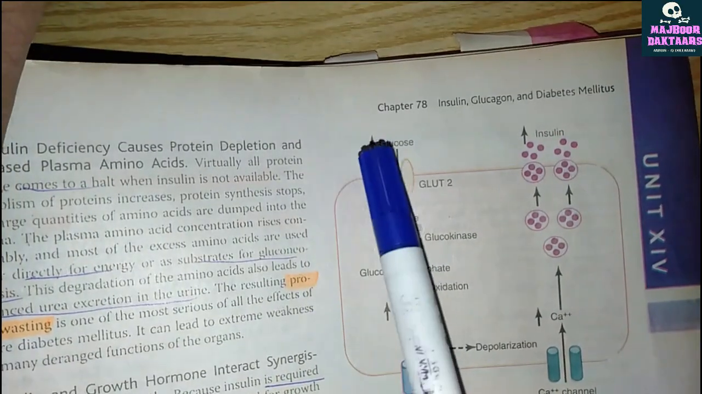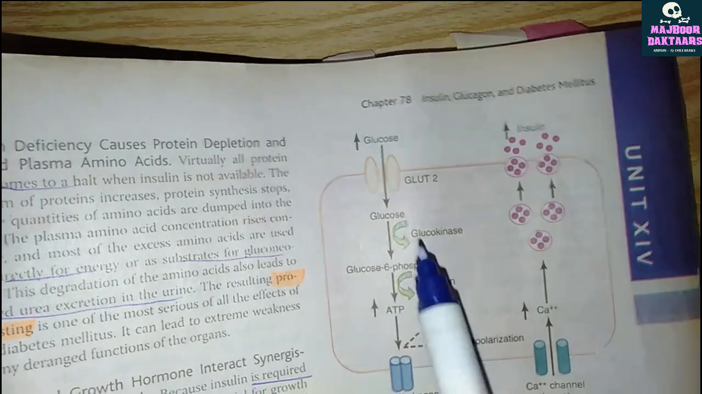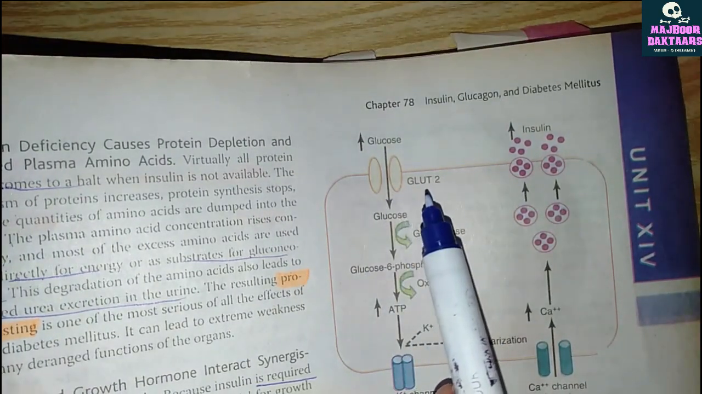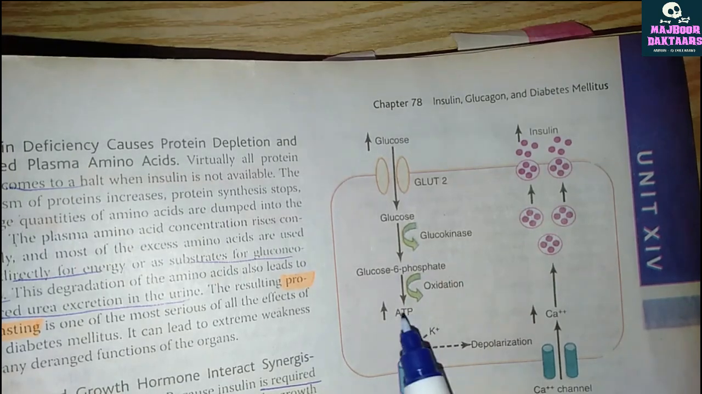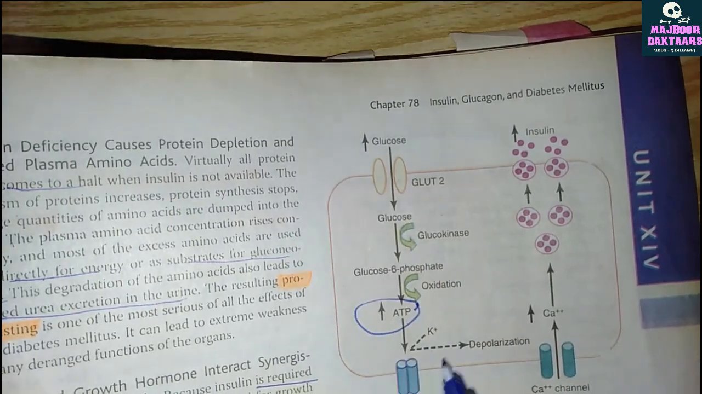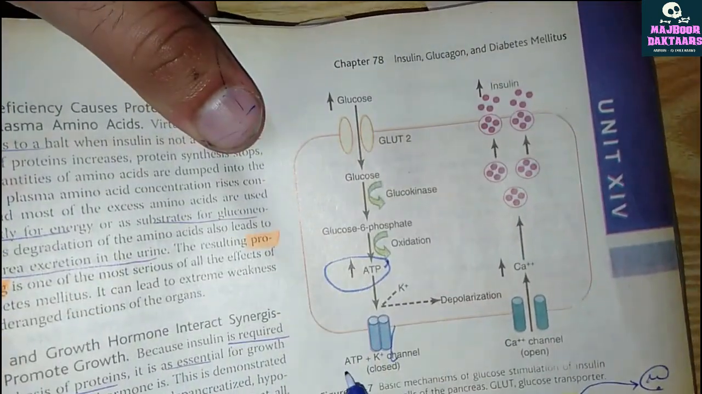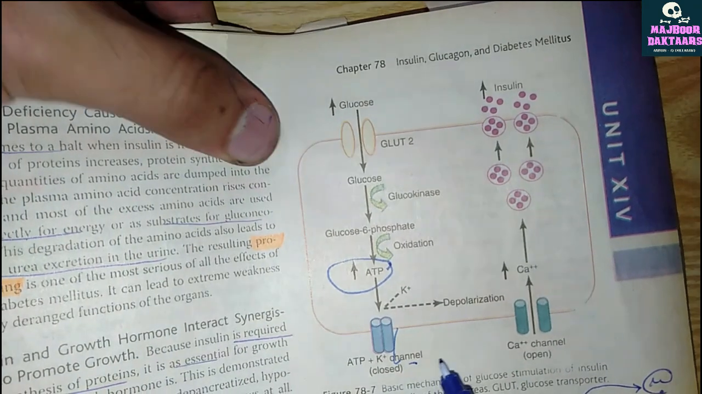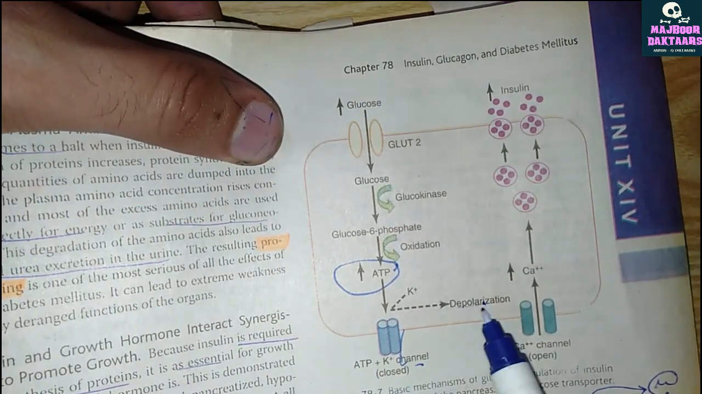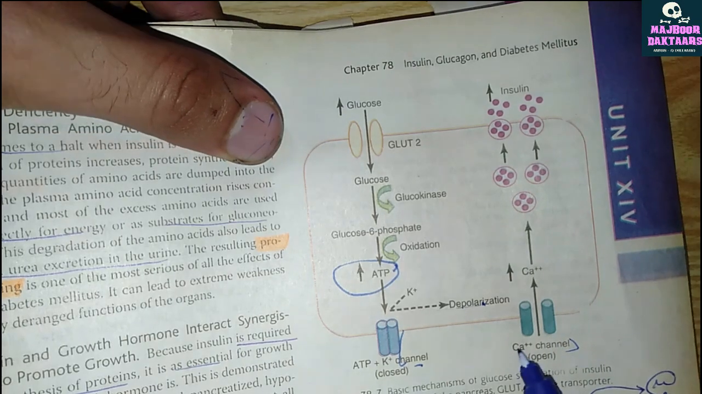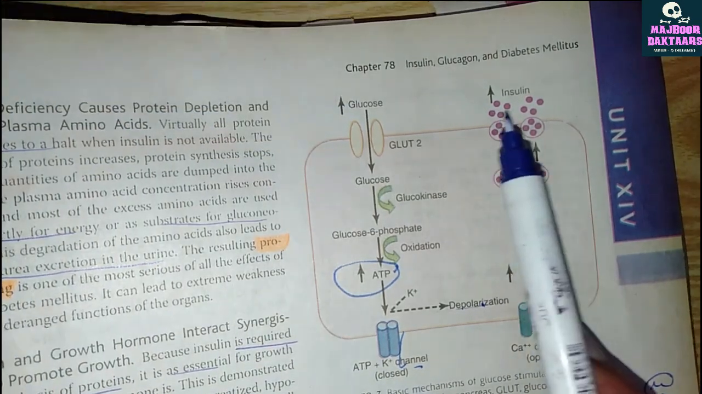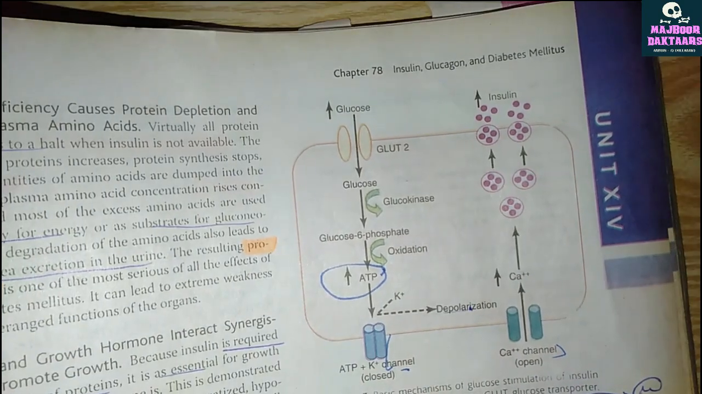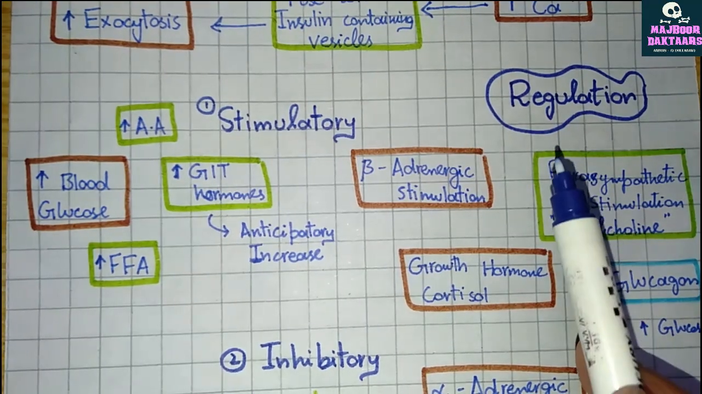Again, increased glucose concentration causes the increased influx through the glucose transporter. The glucose is phosphorylated, then oxidized to cause increased concentration of ATP, which blocks the ATP sensitive potassium channel, and this causes depolarization, which opens the calcium channel, and this calcium fuses with the vesicles containing insulin to cause the exocytosis of the insulin.